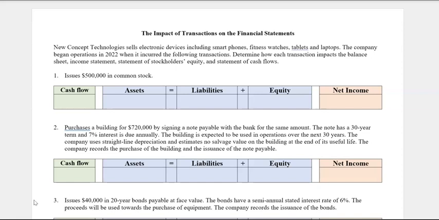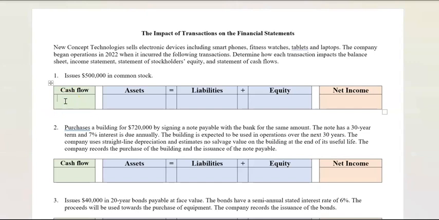New Concept Technologies sells electronic devices including smartphones, fitness watches, tablets, and laptops. The company began operations in 2022 when it incurred the following transactions. We're going to go through each transaction and see how it affects our accounting equation, the statement of cash flows, and net income. First transaction, the company issues $500,000 in common stock.